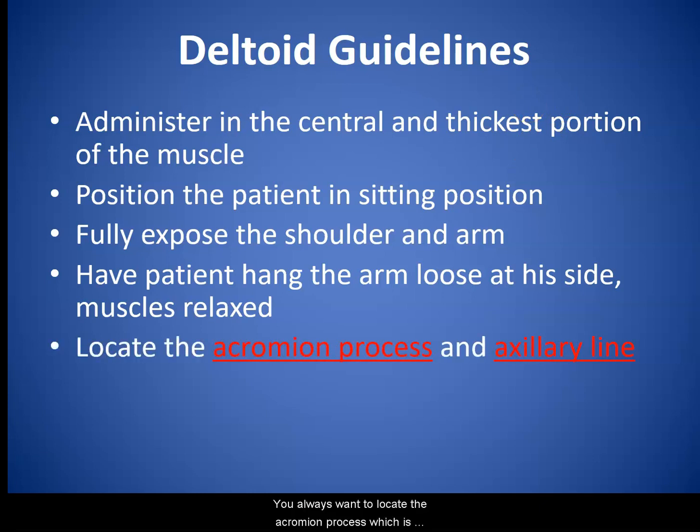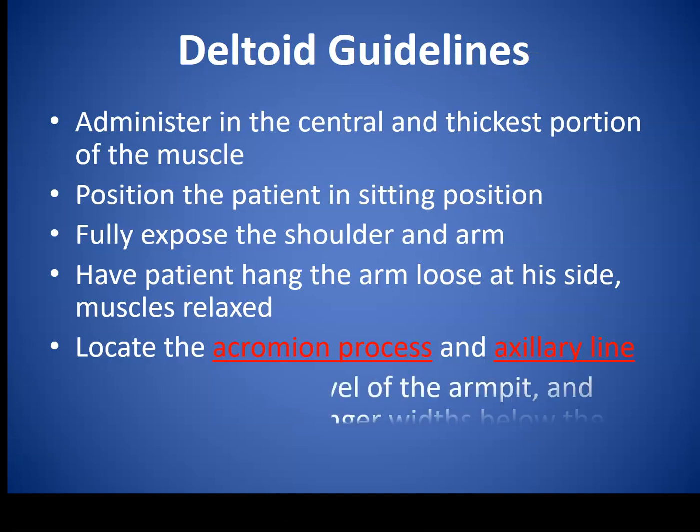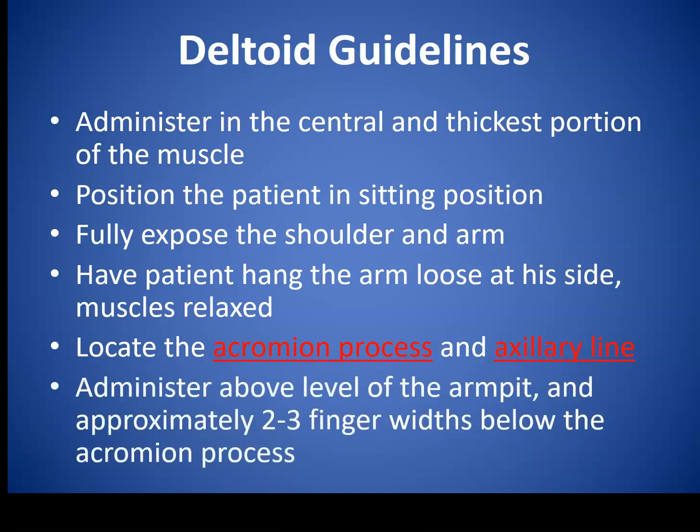You always want to locate the acromion process, which is the bone at the top, at the shoulder, where the collarbone connects. And then you want to locate the axillary line. So you just look at the front and the back, where the crease is at the beginning of the armpit. And you're going to measure about 2 to 3 fingers below the acromion process. That should be your injection site, right in the center of the arm, and it should be above the axillary line or the level of the armpit. You don't want to ever inject below there.